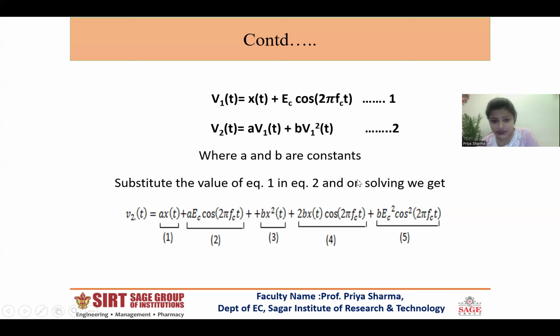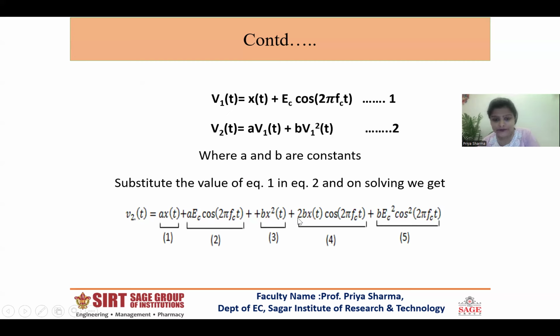Substituting the value of v1(t), on solving we get a x(t) plus a Ec cos 2π fc t, these two terms, plus b v1 squared(t), which gives b x squared(t) plus 2b x(t) Ec cos 2π fc t plus b Ec squared cos squared 2π fc t. So we get these five terms, where a x(t) is the modulating signal, a Ec cos 2π fc t is the carrier signal, and b x squared(t) is the squared modulating signal. As we are getting a squared term, it is named the square law modulator.